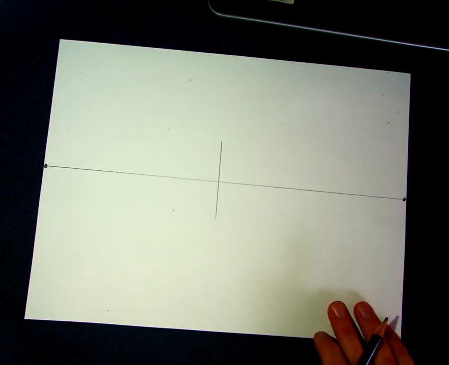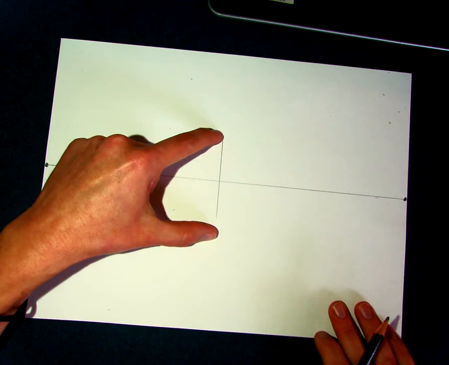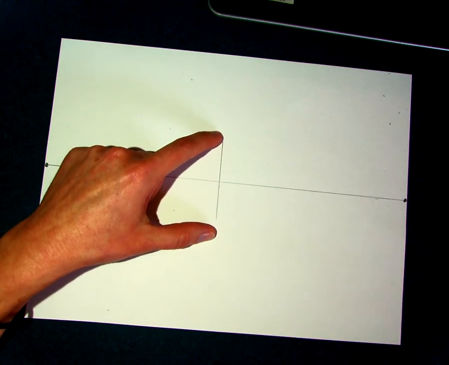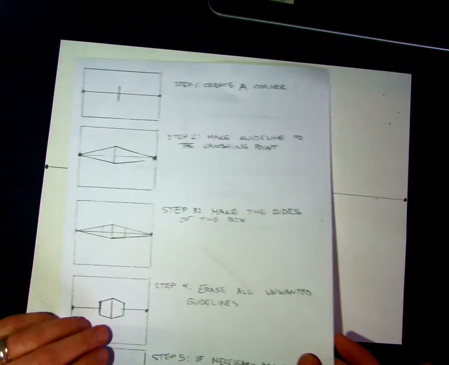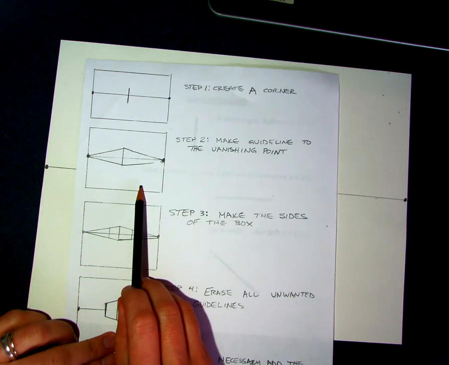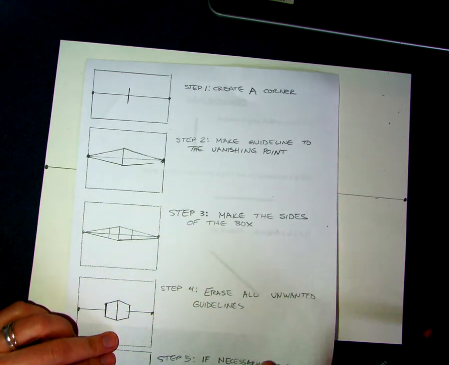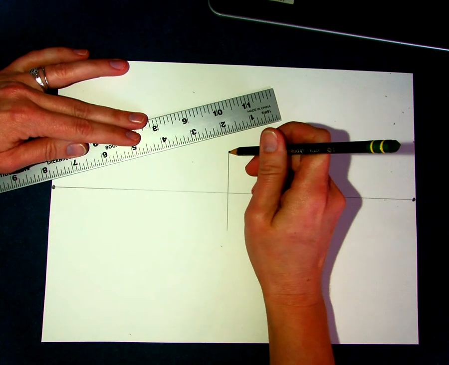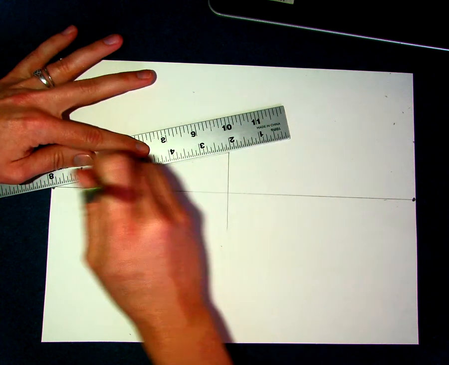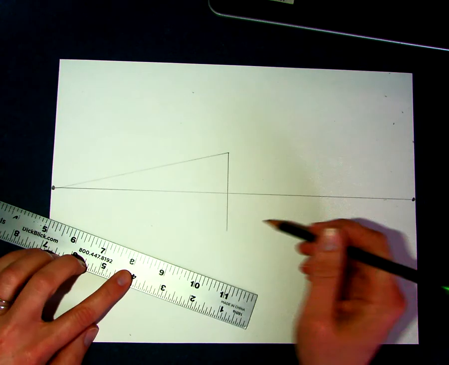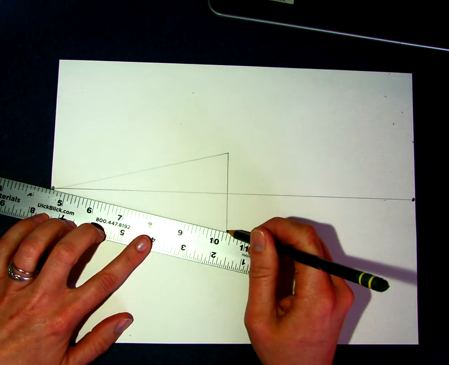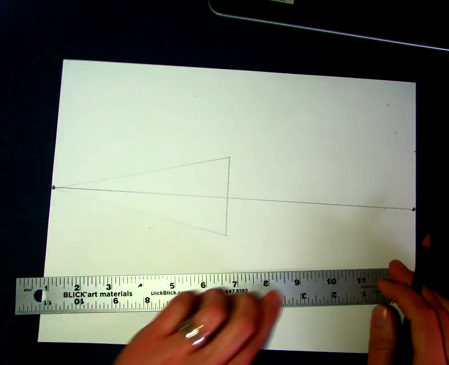Okay. Once you have your corner, step 2 is to create guidelines. Step 2 is creating guidelines to the vanishing point. So from the top of this corner, you're going to make a line to this vanishing point, and I'm going to make my lines really light because there's going to be a lot of erasing that happens, and it'll make my life easier if I don't have to erase hard.